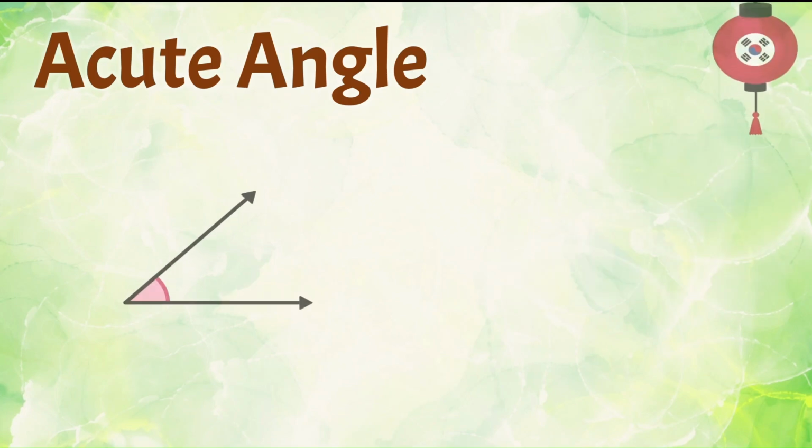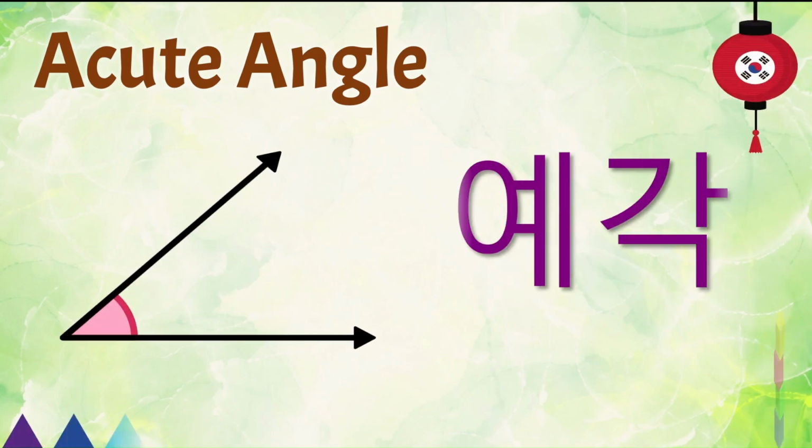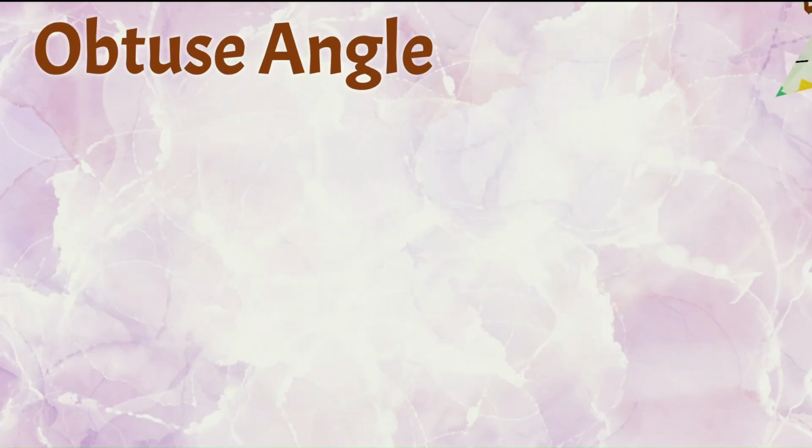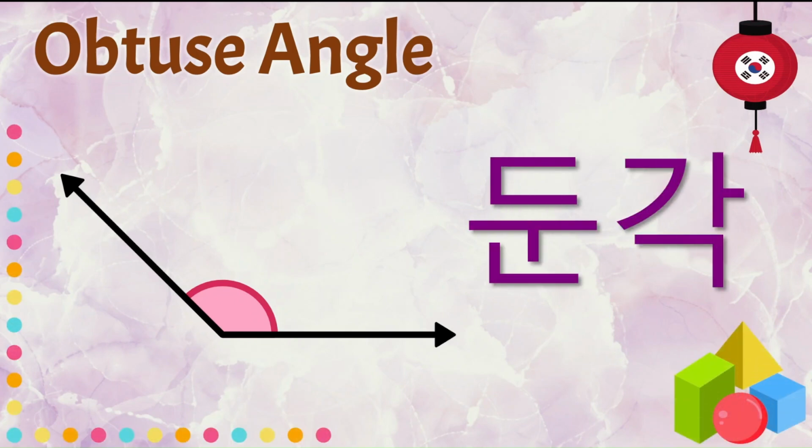Next comes the Korean word for acute angle, and that is 예각. Acute angles are those angles which are less than 90 degrees. 90 degree is right angle, and angles that are lesser than 90 degree are acute angles. From 0 to 90 degree, this is the range of acute angle. Obtuse angle, 동각. Obtuse angles are the angles which are greater than 90 degree but less than 180 degrees.